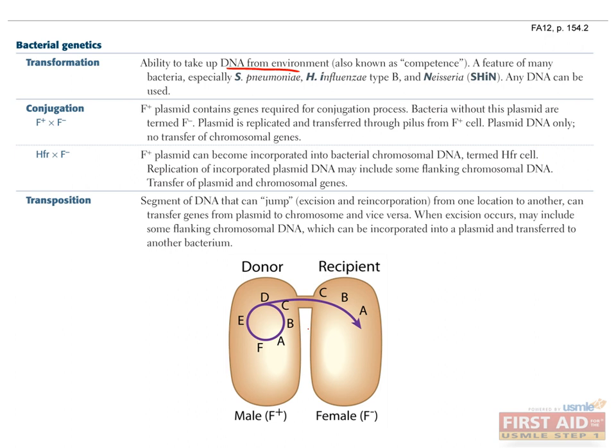Conjugation occurs when genetic material is transferred from a donor or male F+ bacterium carrying an F plasmid to a recipient F- female bacterium that does not contain the F plasmid. The F plasmid itself carries all the genes necessary in order to facilitate its own transfer. When the F plasmid becomes incorporated into the bacterial chromosome, the bacterium now becomes a high-frequency recombination cell, HFR. This HFR cell now has the ability to transfer whole pieces of chromosomal material into a recipient bacterium.